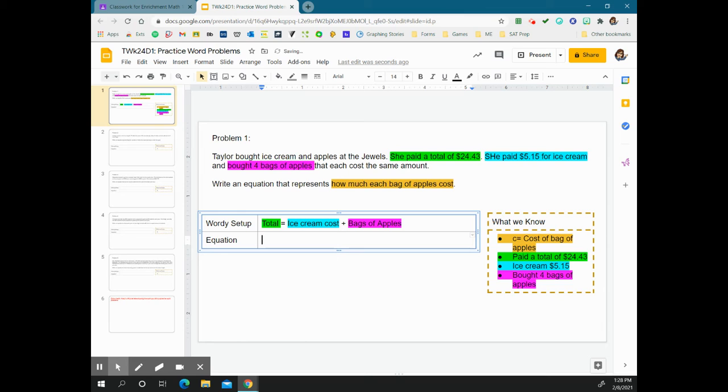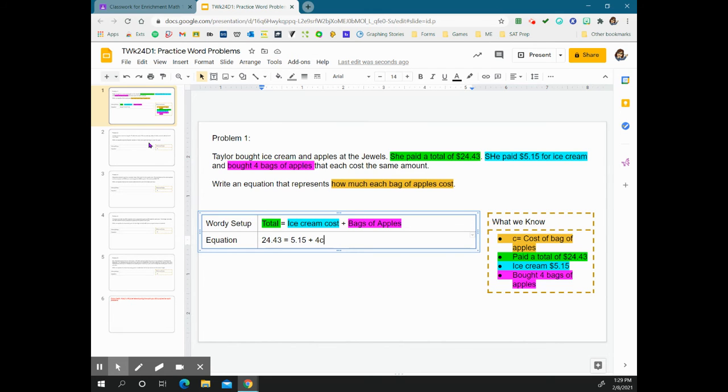Now, we know our total is $24.43. And before I type any further, we know our ice cream costs $5.15. Well, if our total is about money, then everything we have needs to have some type of cost, right? The only thing that doesn't have a cost here is these 4 bags of apples. But see how our variable is the cost of a bag of apples? So we're going to add our variable onto those apples. What I mean by that is ice cream cost us $5.15 plus we bought 4 bags of apples, each at a cost we don't know. So that's why it gets that variable C.